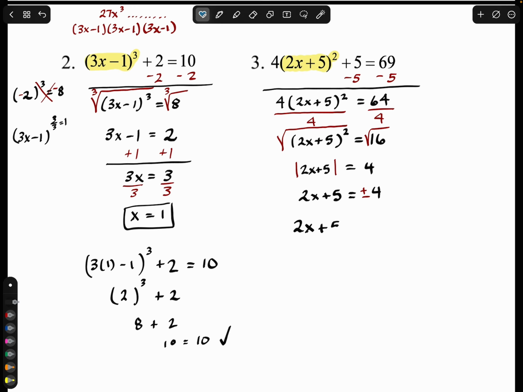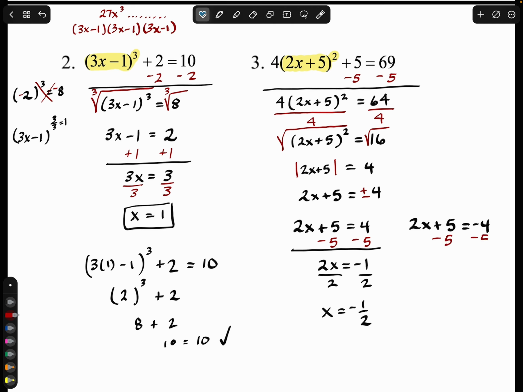And really that just means two different things. 2x plus 5 equals 4, and 2x plus 5 is equal to negative 4. And then go ahead and finish solving. Subtract 5 from each side. We've got 2x is equal to, what is that, negative 1. Divide by 2. X is equal to negative 1/2. On the second equation, subtract our 5.